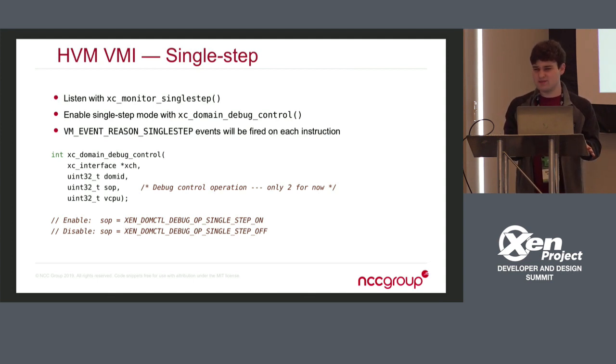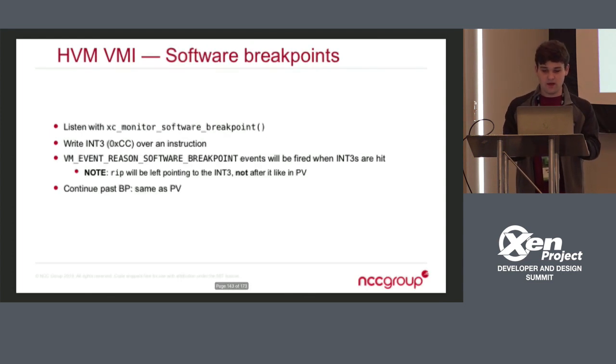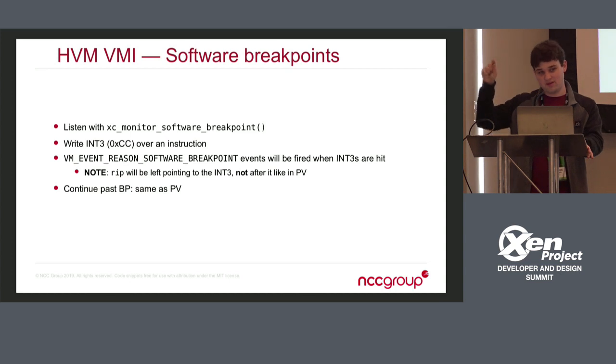And basically that seems like it was originally made to do generic debug operations, but right now can only do 2, which is turn single-step on and off using that SOP argument and basically passing it those values at the bottom of the slide here. Software breakpoints, you insert them in the same way as I mentioned in PV. You just write an 0xCC over something, and then you listen for them with xc_monitor_software_breakpoint. Note that it apparently defies the usual way that these are handled, and the instruction pointer will point to the breakpoint when it's paused, not after the breakpoint.